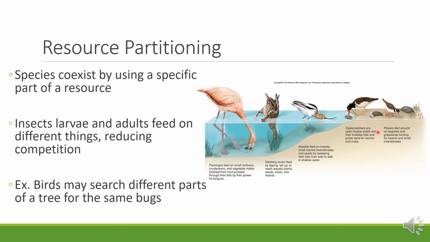The plover here is hunting insects and small invertebrates, while the flamingo is feeding on crustaceans, vegetable matter, and other things using its powerful tongue and beak. They're using different resources, so they're not competing. This allows you to have 5 different bird species living in the same area.